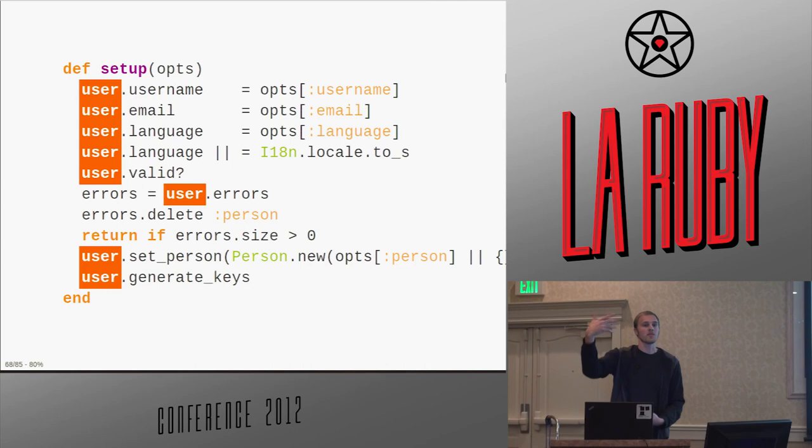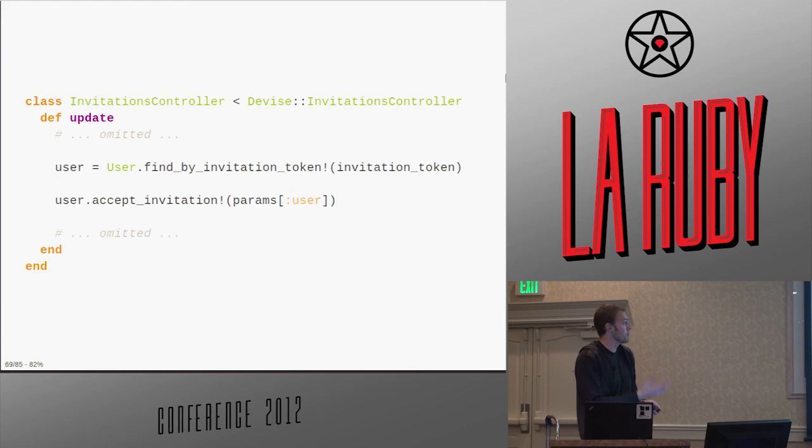Okay, so this is the controller where this happens, just for reference. It finds a user by its invitation token, and then accepts the invitation. And in this case, that should actually be user over here when we change it, but we'll see in a second. So it accepts the invitation.